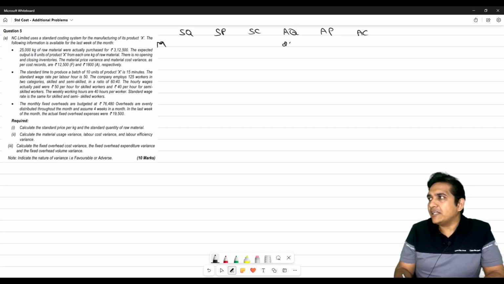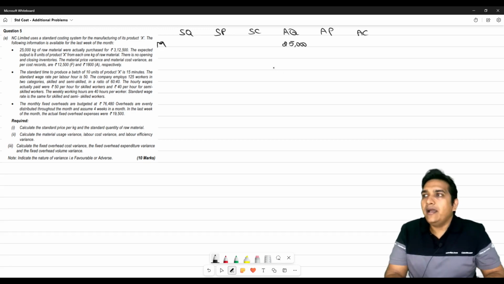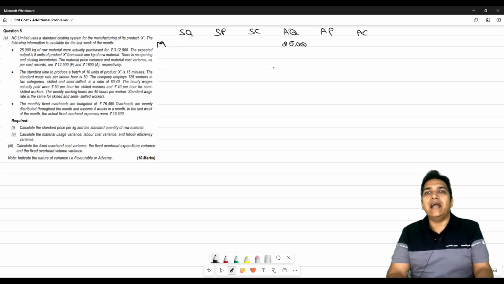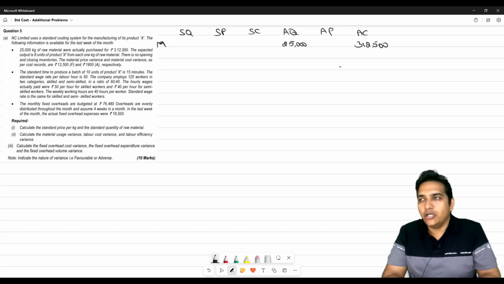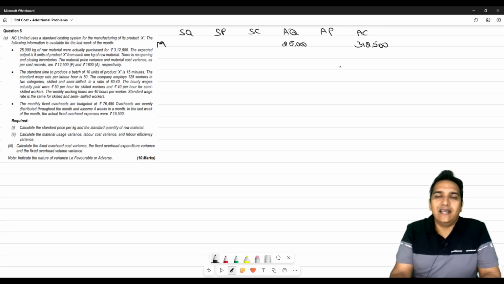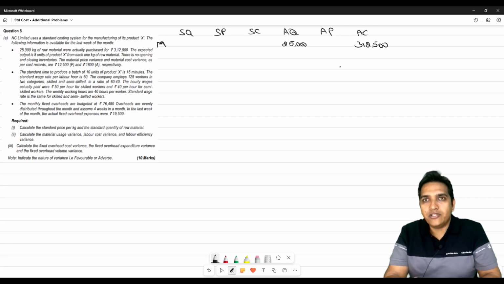So that becomes my actual quantity purchased, which is procured, 25,000. And it further says that it was purchased for 3,12,500. So that becomes my actual cost, right? 3,12,500. That is my actual cost. Next, the expected output is 8 units of product X from each 1 kg of raw material. So this is information which will be used for our computation of standards.